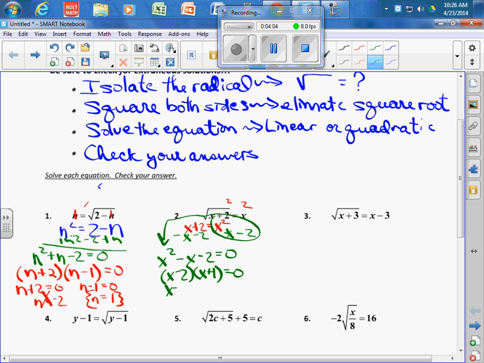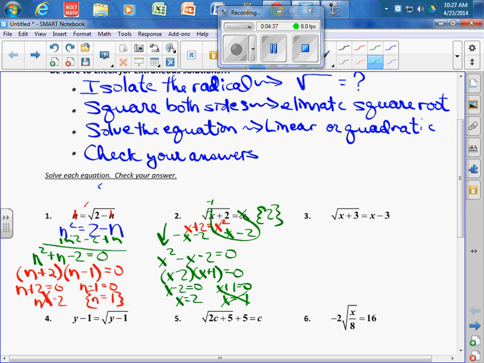I have x minus 2 is equal to 0. That means x is equal to 2. X plus 1 is equal to 0. X is equal to negative 1. Let's go back up to our original equation. If I put 2 here, 2 plus 2 is 4. The square root of 4 is 2. That checks out. When I use negative 1, negative 1 plus 2 is 1. The square root of 1 is 1, not negative 1. This one doesn't check out, so my answer here is 2.